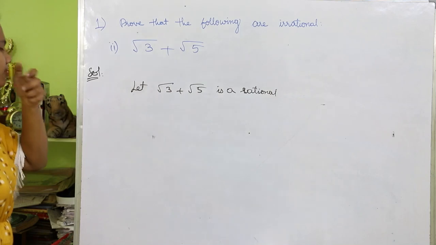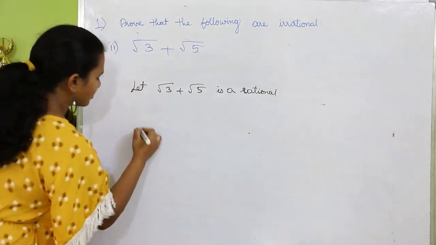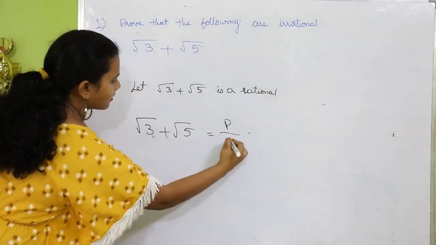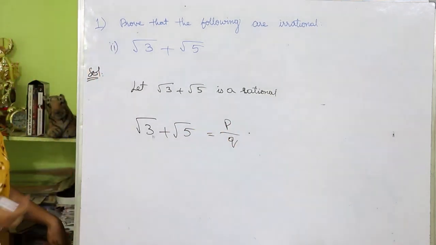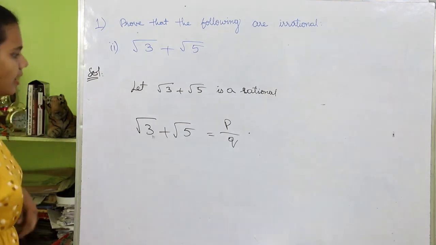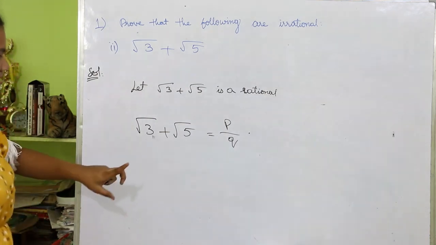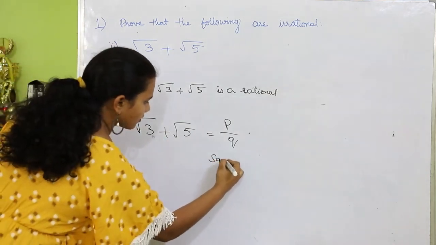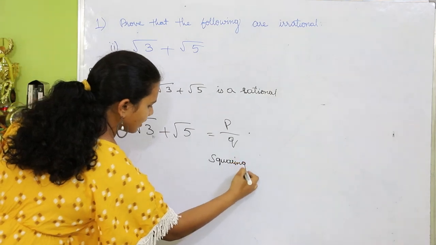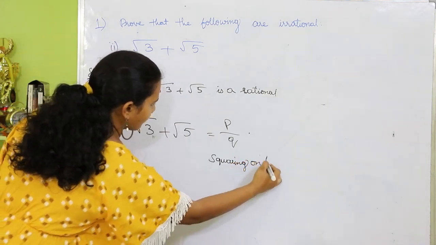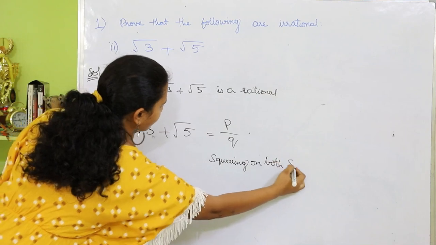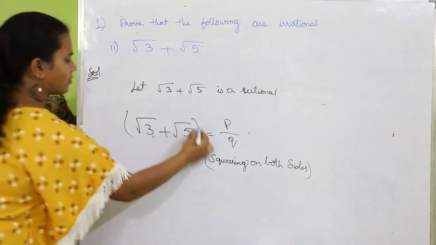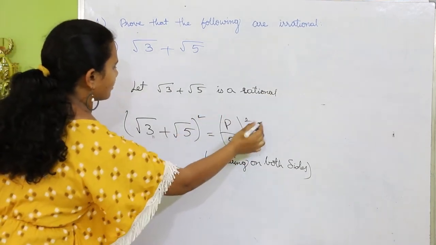Now a rational number is in the form of p by q, we know. So what would we do? Root 3 plus root 5 equals p by q. Okay, root 3 plus root 5 equals p by q. Now what we do is square both sides, guys. Let us square both sides.